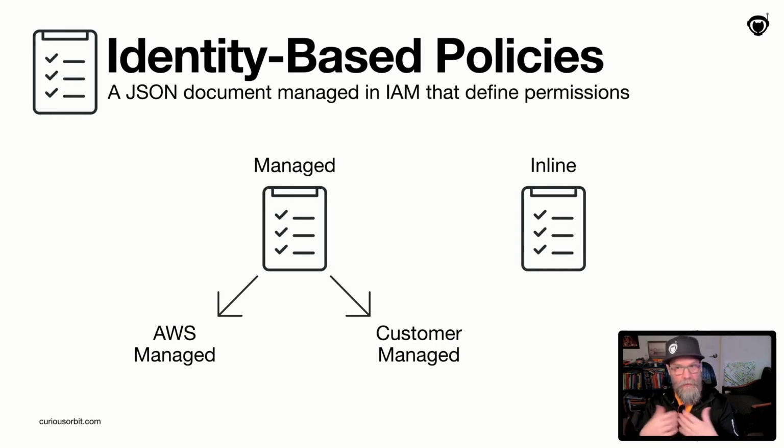So what we would suggest that you do is you copy the AWS managed policy, you create your own customer managed policy, and then remove the permissions that your network administrator doesn't need in your particular environment. Okay. So that is identity-based policies, managed versus inline.